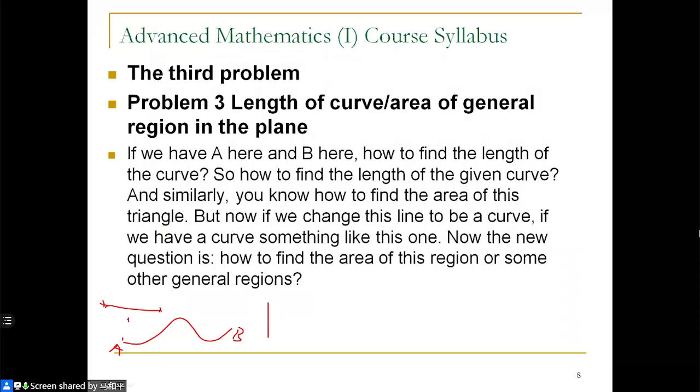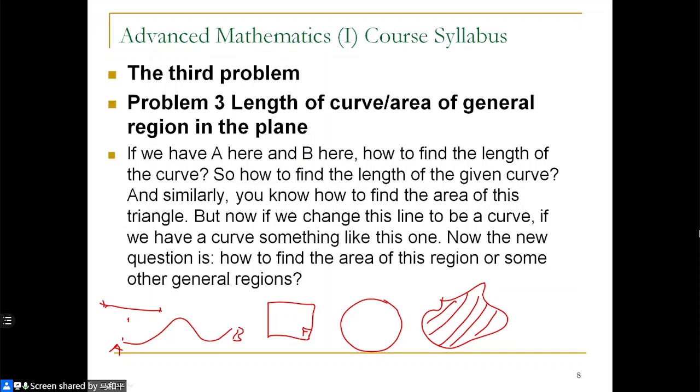Now, we also know how to calculate the area of this parallelogram. In Chinese, it's 平行四边形. Or this is a square; we know how to calculate the area of squares. We know how to calculate the area of this circle, right? But how to find the area of this ridge? This ridge, how to find the area of this ridge? And we will learn that later, okay?